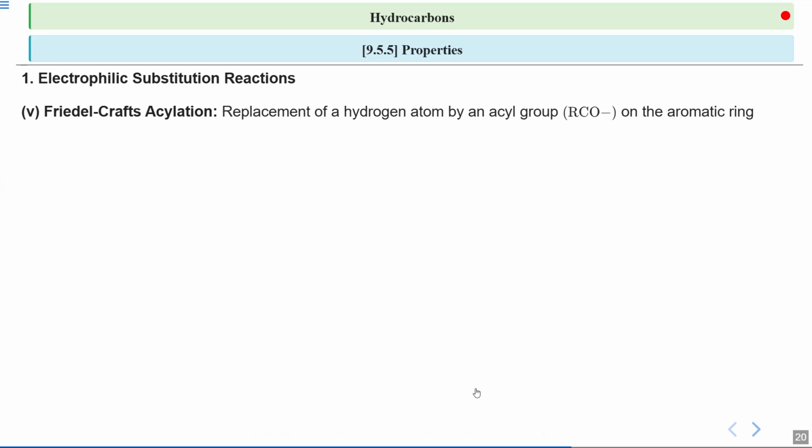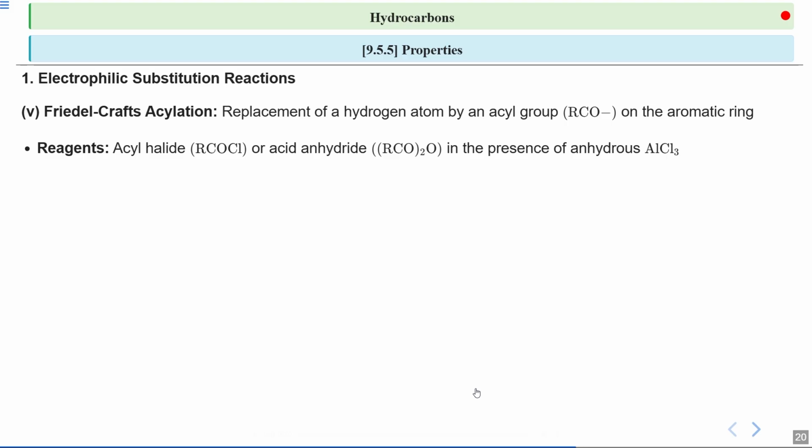Now to overcome this limitation, we have our next process, which is Friedel-Crafts acylation. So we are replacing a hydrogen atom by an acyl group, which is RCO, on the aromatic ring. How will it go? For that, we will take acyl halide RCOCl and again react it with anhydrous AlCl3, the same Lewis acid as in Friedel-Crafts alkylation. You can also take the acetic acid anhydride. Both of these can be used with the anhydrous AlCl3 to form the required electrophile.